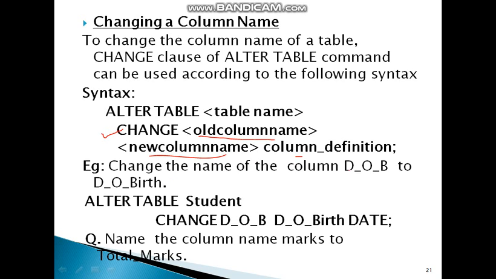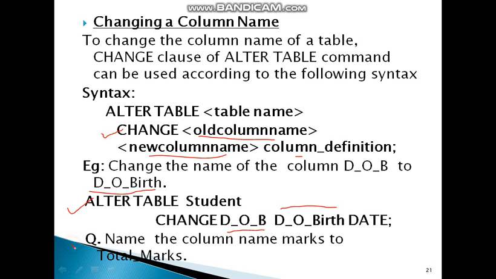Let's change the column D underscore O underscore B to D underscore O underscore birth. We want to change it to this. So the command for that is alter table student, change DOB, that is the old name. We are changing that to D underscore O underscore birth and specify the type of it also.